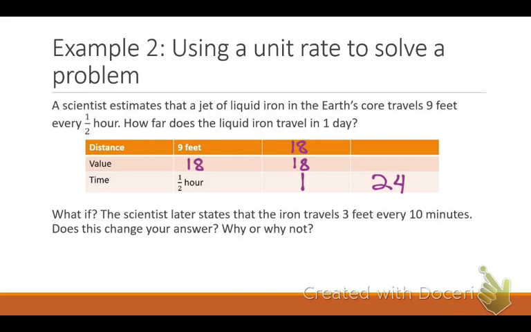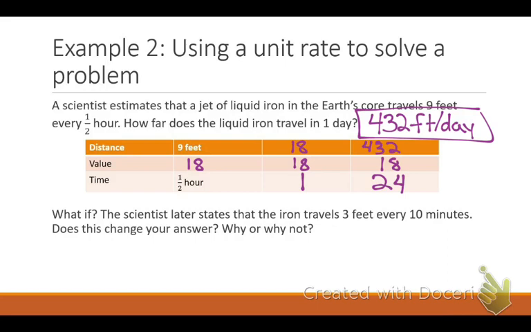All right, so what was my value again? 18 feet per hour. So how am I going to fill in this top number? Multiply, and what do you get? 432. Okay, so that's your answer. So you fill it in the table, but now your answer is 432 feet per day. That's how far it travels. Okay, liquid iron.